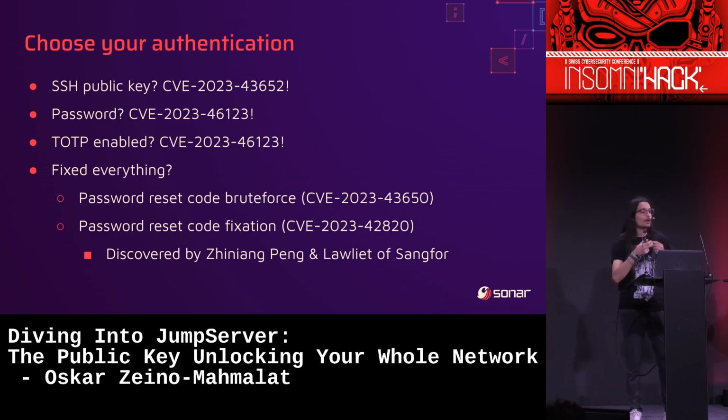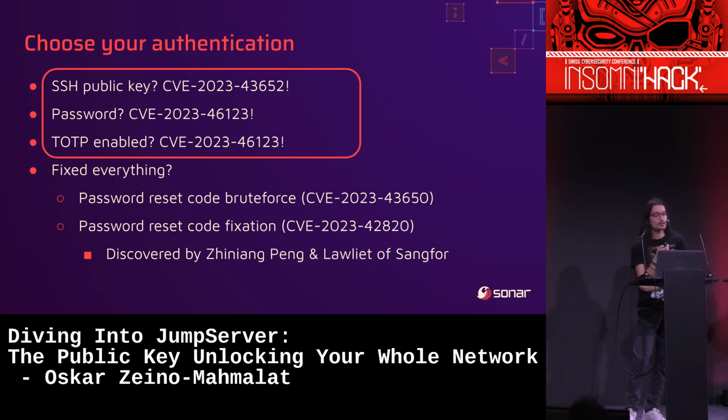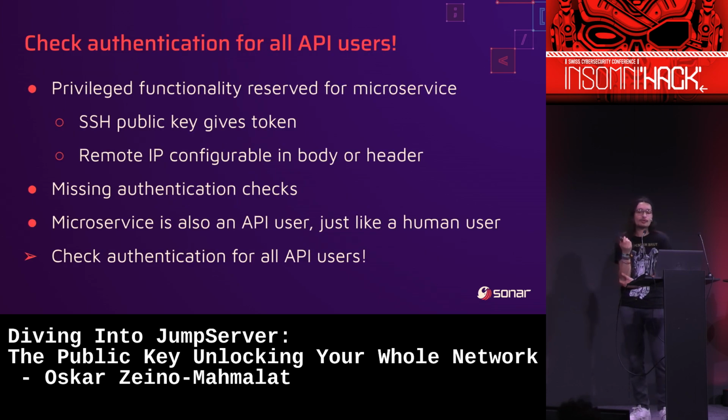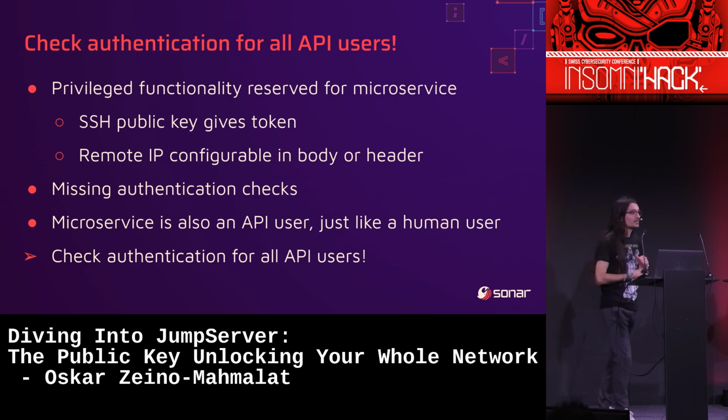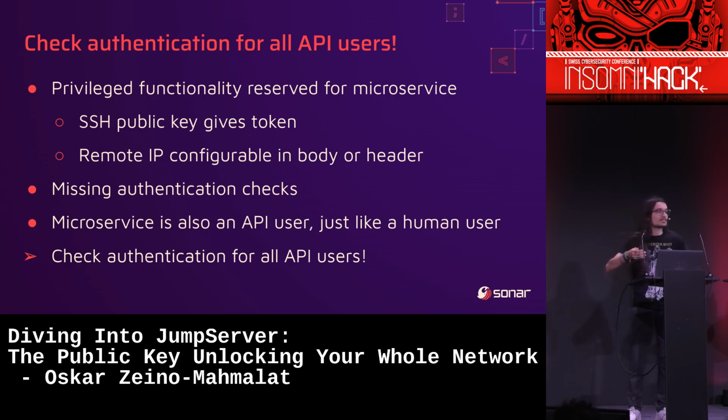But if you want to understand why all these, or at least some of these vulnerabilities occurred, we can zoom in on some of these that we talked about, and we notice, okay, there's a common pattern here. This is really a problem of checking authentication, right? There's some privileged functionality that this one microservice, namely the Coco container, is getting, namely that they can authenticate using only an SSH public key, and you already get the token from that, where the security of SSH is hinging on checking the private key. Or that they can configure the IP directly in the body or in the header or something. So this is something that is really reserved for the Coco container.